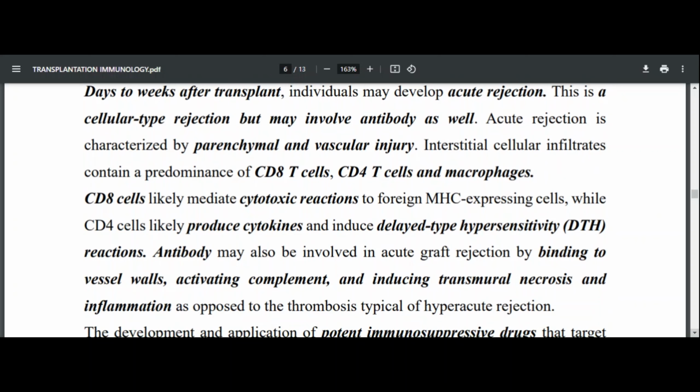The antibodies which may be involved are just binding to blood vessel walls, activating complement, and inducing transmural necrosis and inflammation, as opposed to the thrombosis seen in hyperacute rejection. So in acute rejection, no thrombotic formation takes place. There are only cytokines and inflammatory reactions, destruction of tissues, activation of complement, and even induction of transmural necrosis. So these are some of the mechanisms taking place in acute rejection.